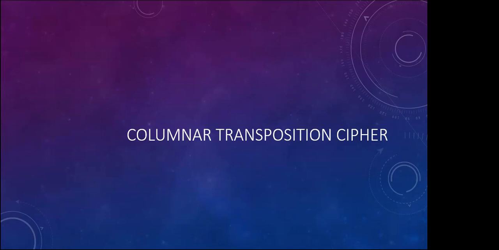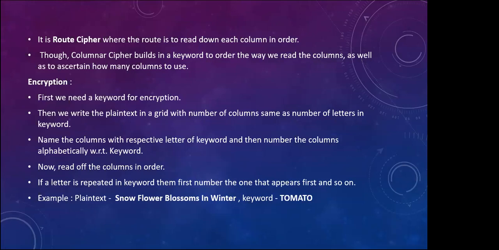Now the next type is columnar transposition cipher. But before that, is route cipher clear, since this is also a kind of route cipher? Okay, so as I have told, this is also a type of route cipher, wherein we similarly construct a table, and when we consider the route as columns, it becomes a columnar transposition. For that we will see an example which makes it a little easy.